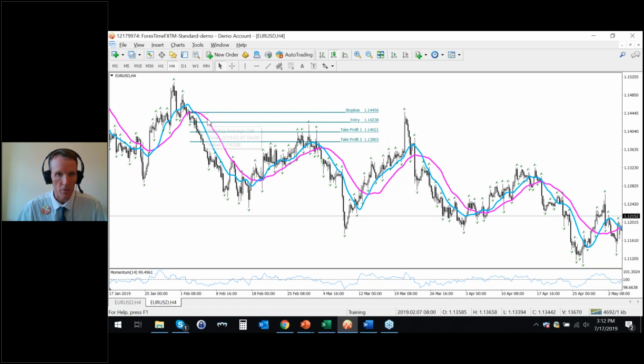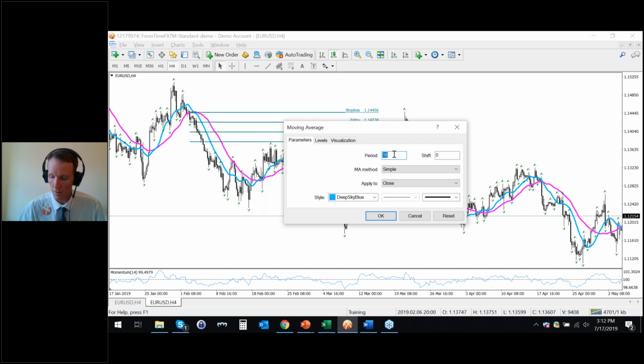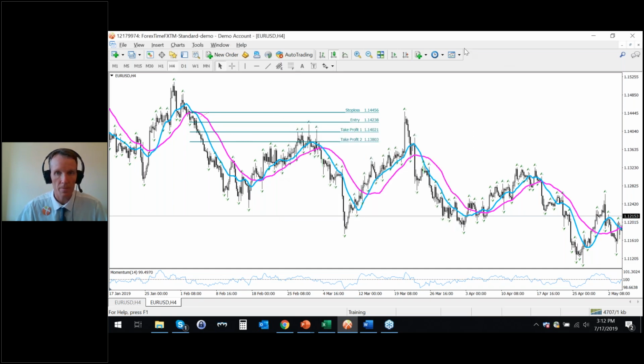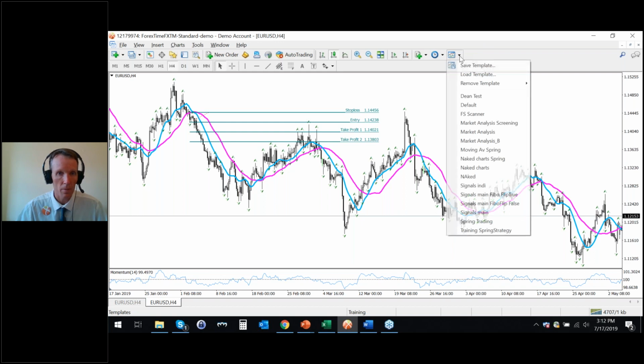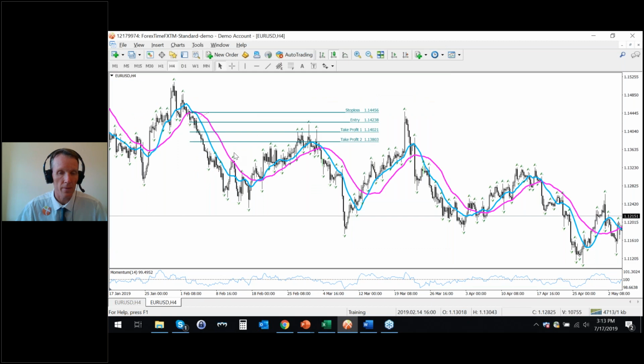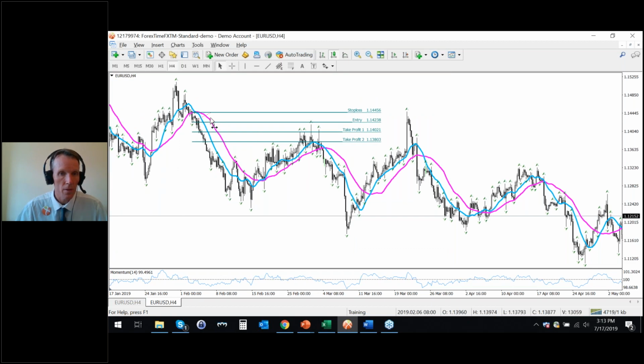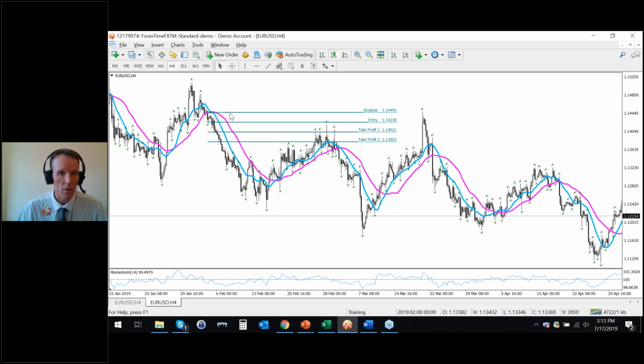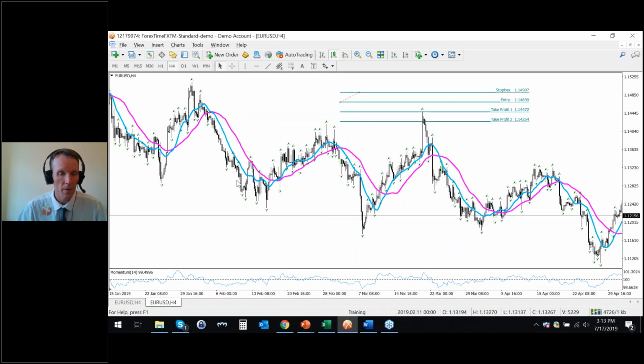Right, so that's our first one. Like I said, that's the 34 simple moving average. There it is, and that is the 15 simple moving average. Right, I'm going to just have to save that template of mine again. Right, okay, so there we have it. So let's go through these ones as well. Let me read one.